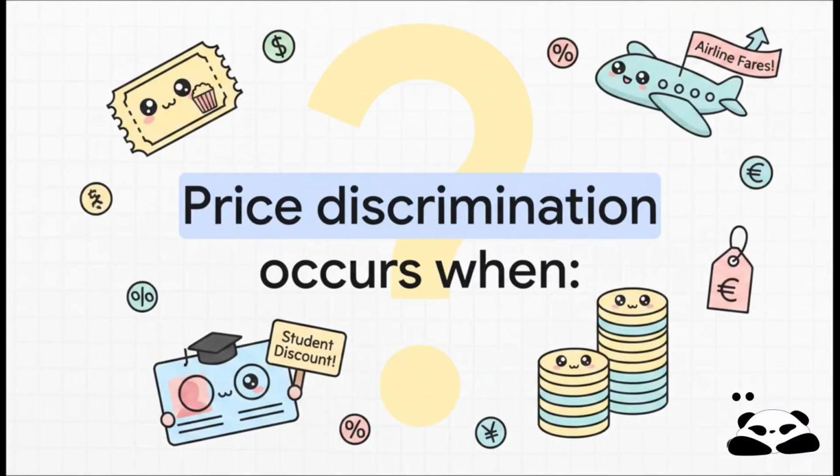And finally, question 3. Price discrimination occurs when A. The same price is charged, B. Different prices are charged, C. No price is charged, or D. A fixed price is applied. Think about those movie tickets, the student discounts, and the airlines.